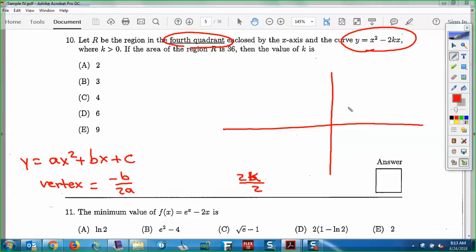All right. Well, what good does that do? Well, they tell you k is positive. So let's say this is k right here. Now, what could you do with that information? Why do you know it's got to go through 2k and 0?